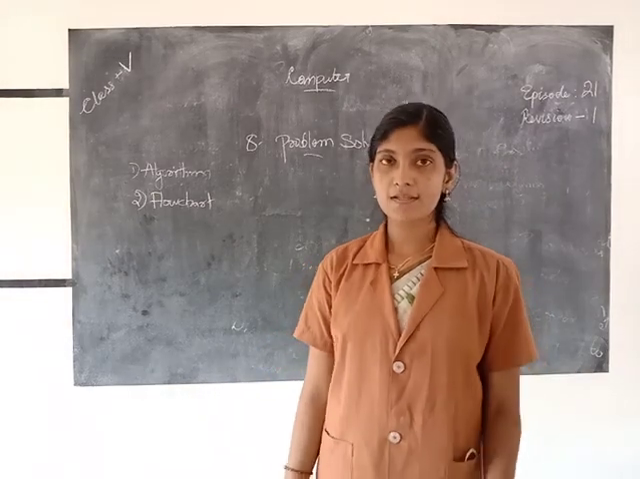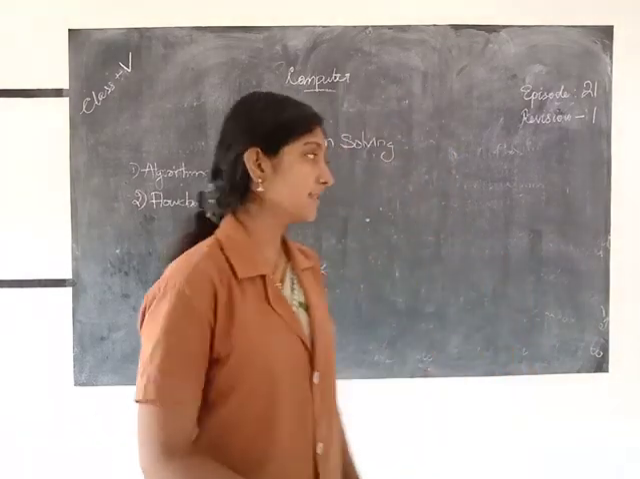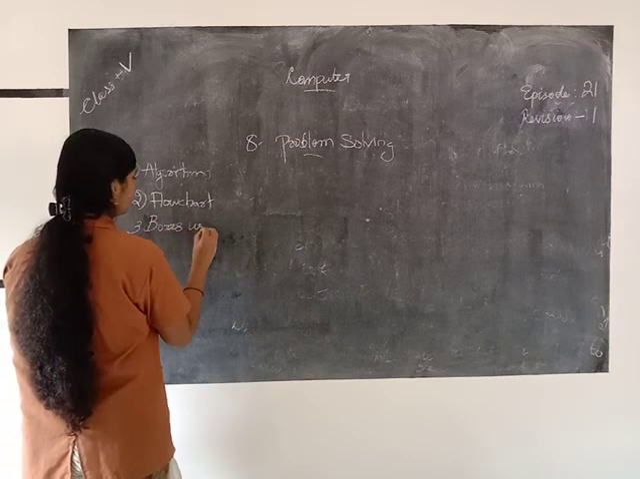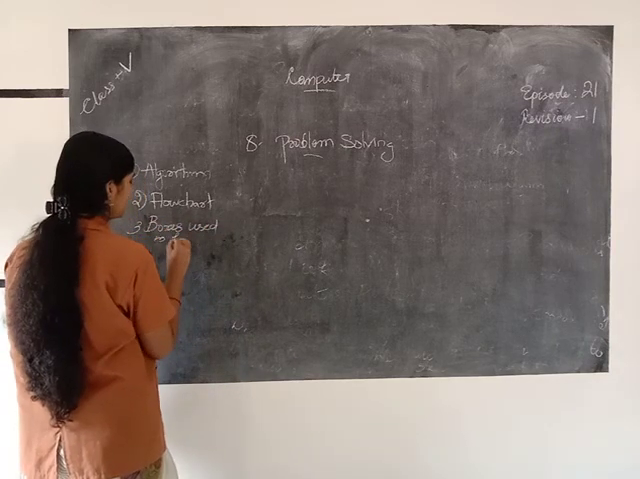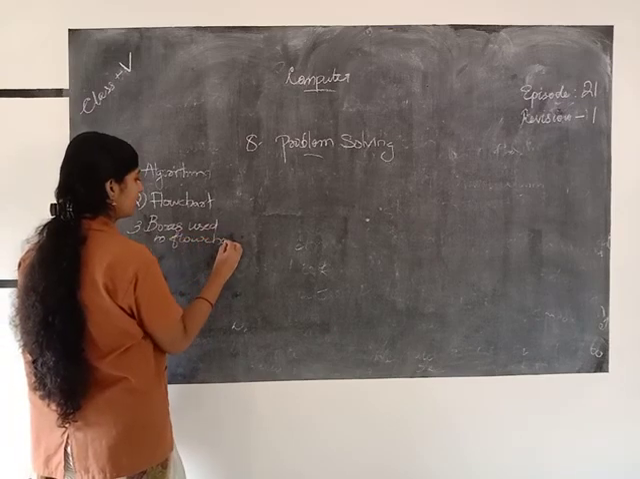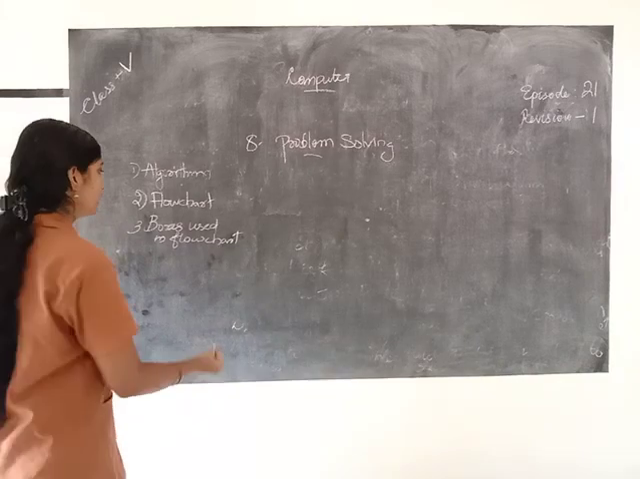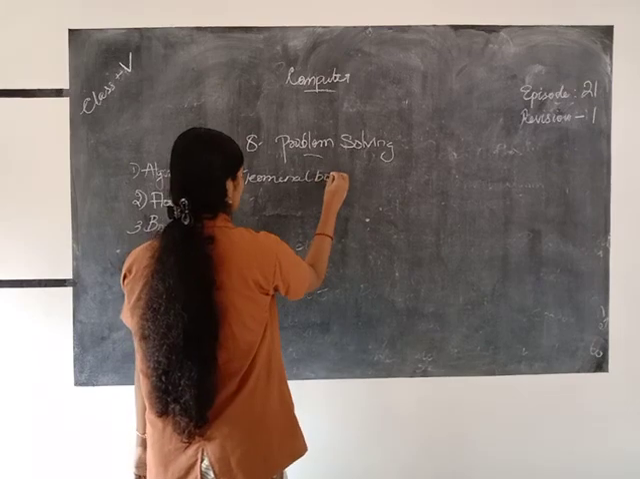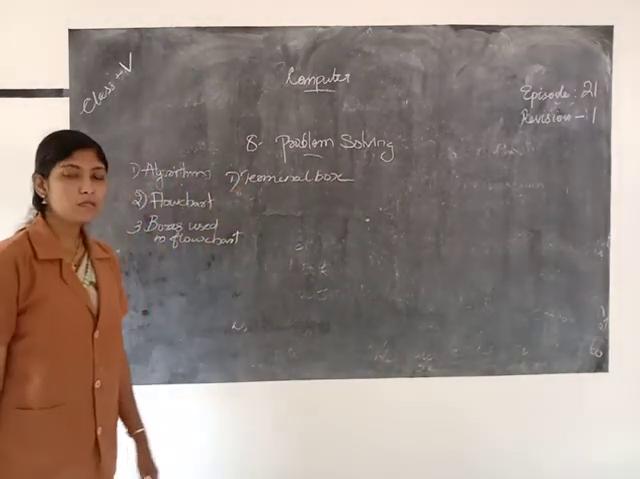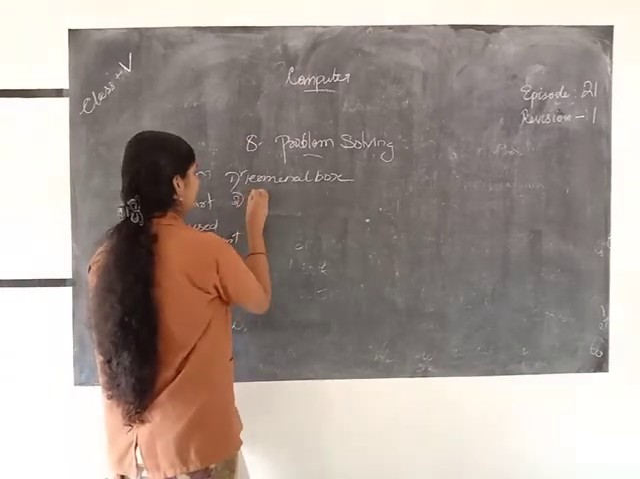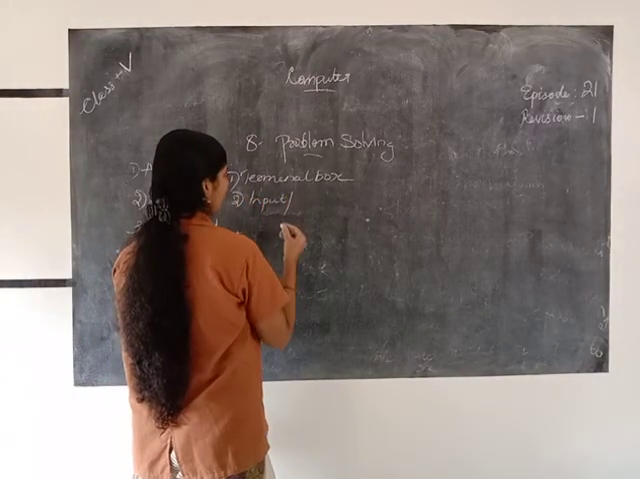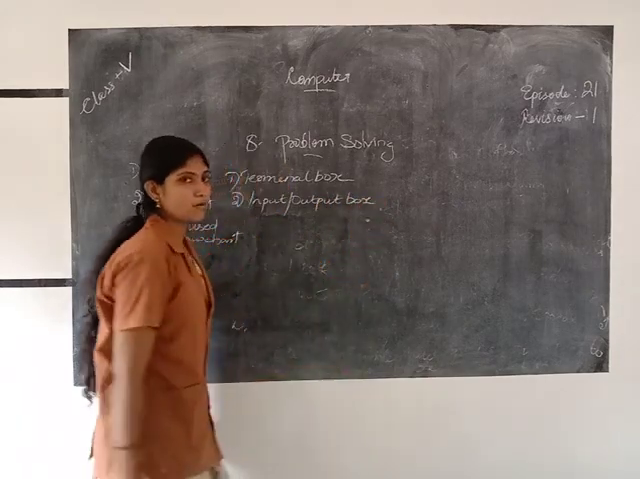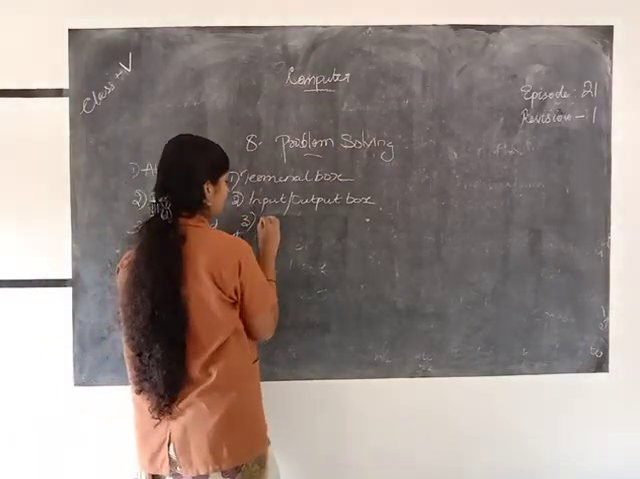Then another one, we learned the boxes used in a flowchart. So what are the boxes? The third point is boxes used in a flowchart. First one, terminal box. Second one, input output box. Then next one, processing box.